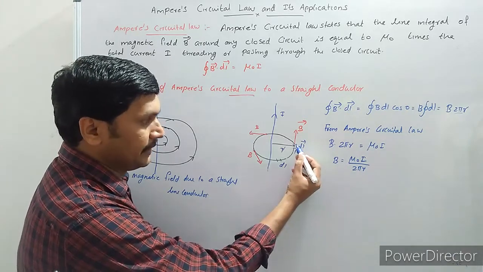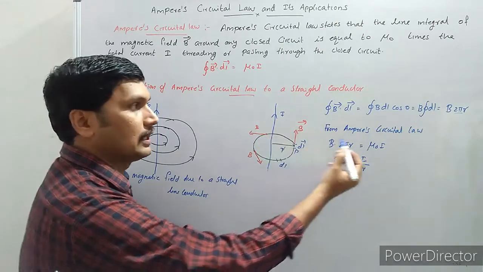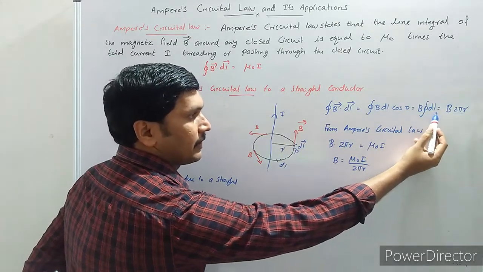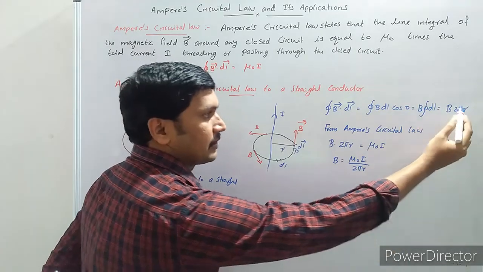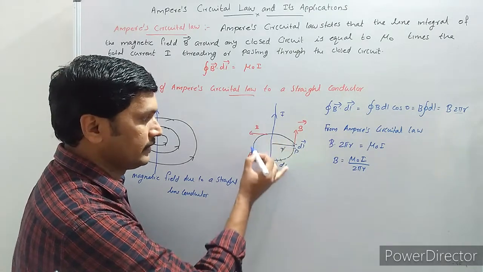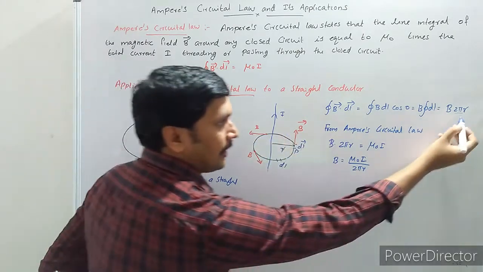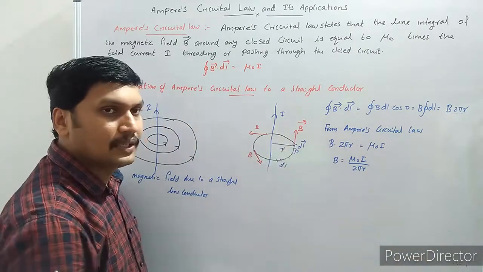First we find B dot dl for a single point, and throughout this loop the total is integral B dot dl. That's equal to integral B into dl. That's equal to B into 2 pi r. Integral dl means the length of this Amperian loop. The length of the Amperian loop is equal to 2 pi r, the circumference of the circle.